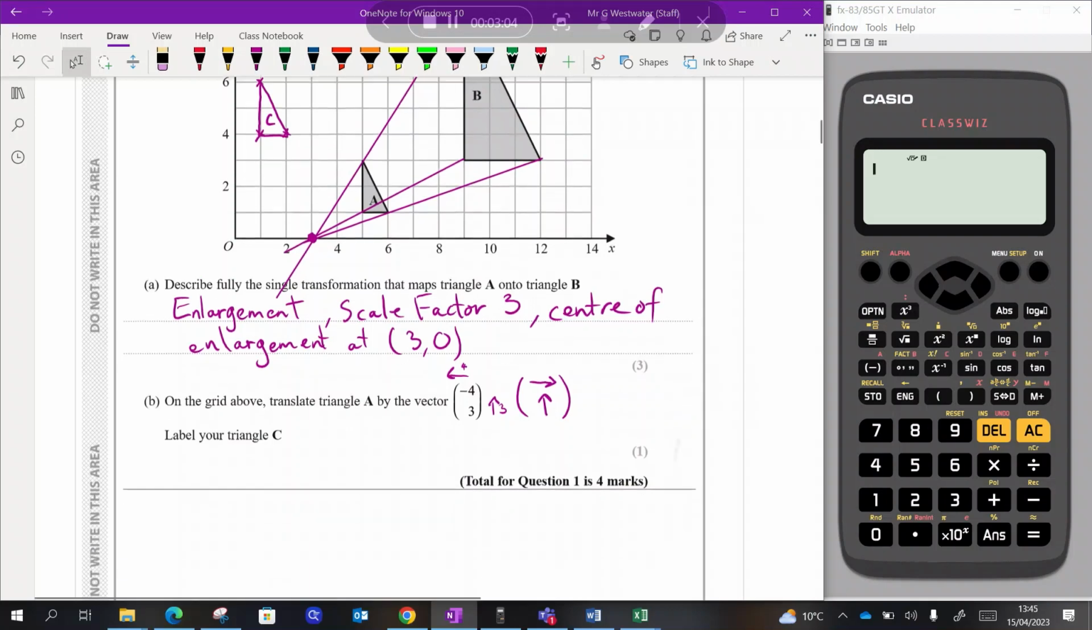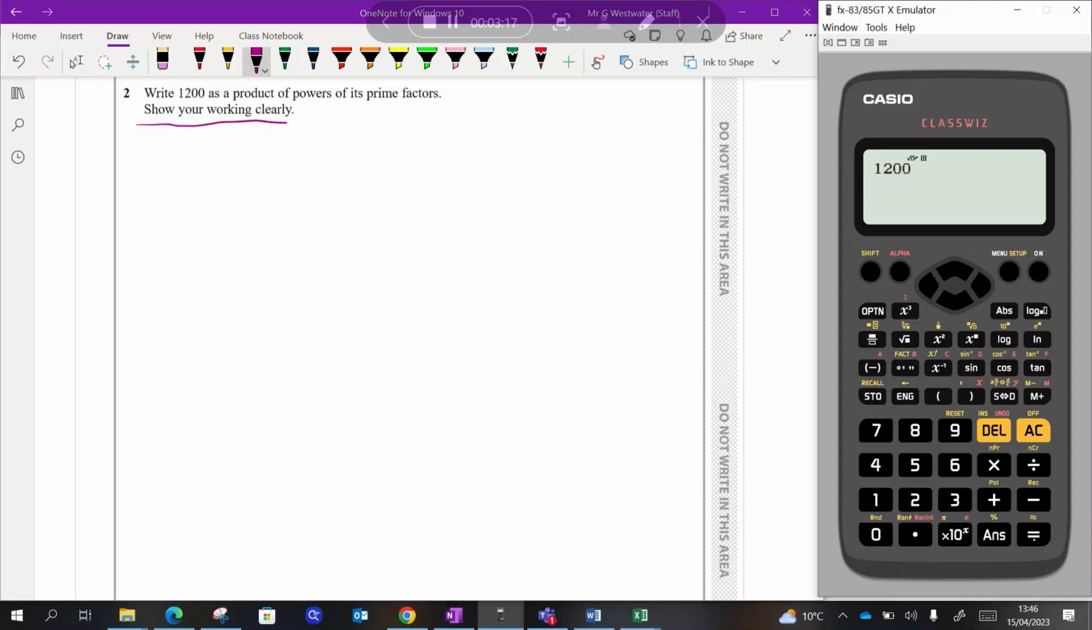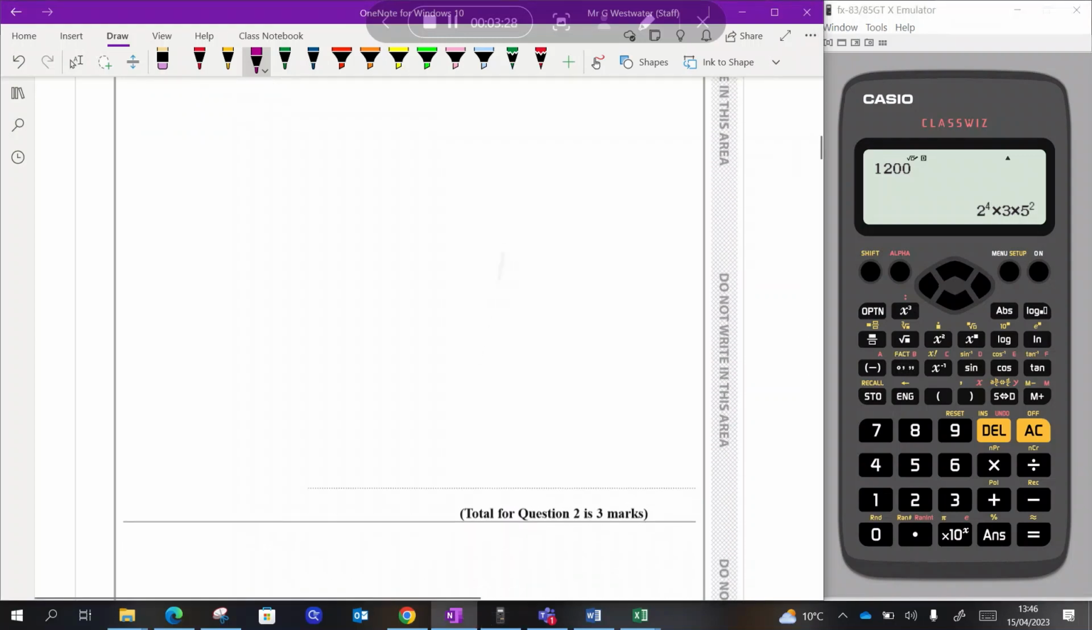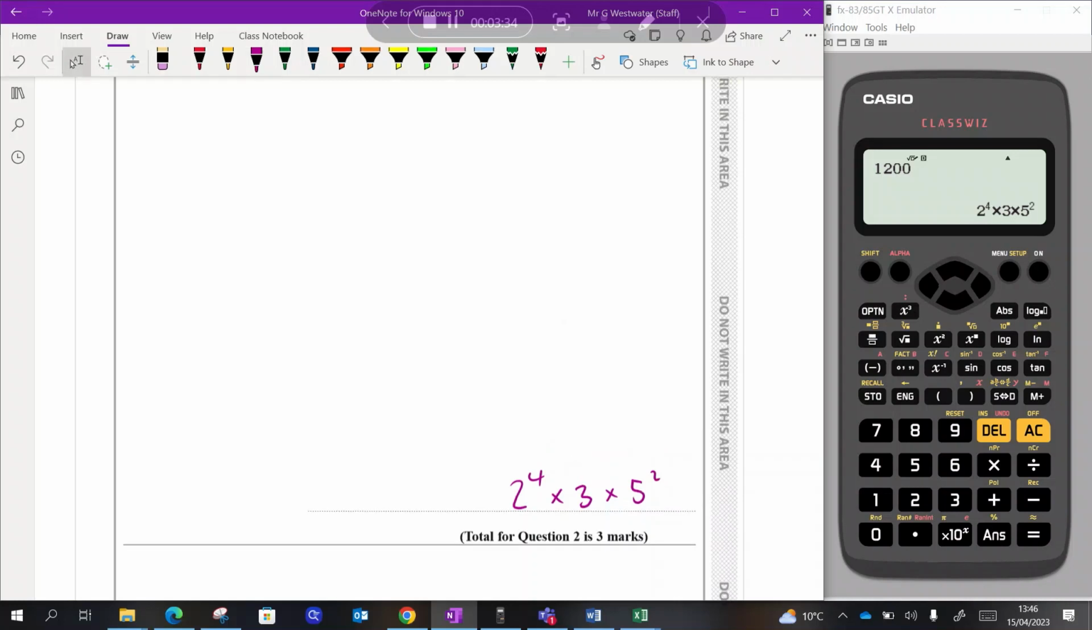Okay, on to question 2. Write 1200 as a product of its powers of prime factors. Show your working clearly. Now this is important because your calculator can actually do this for you. If you put 1200 in your calculator and then do shift and then hit fact, it will tell you that the answer is 2 to the 4 times 3 times 5 squared. So that on its own will actually score no marks. Even though I know that this is the final answer, I might as well write it in. Okay, and at least I know that's what I'm trying to get to.